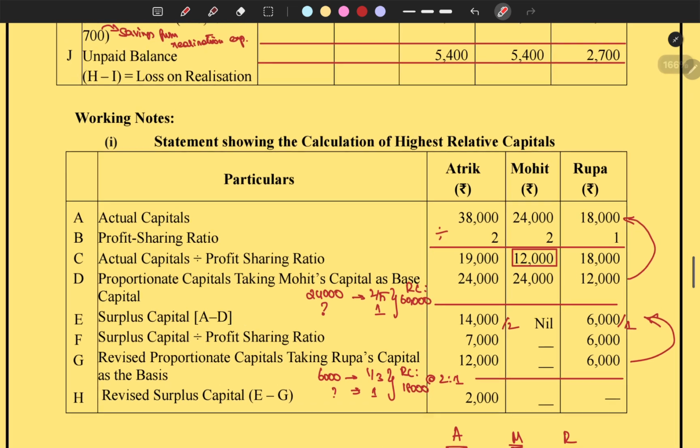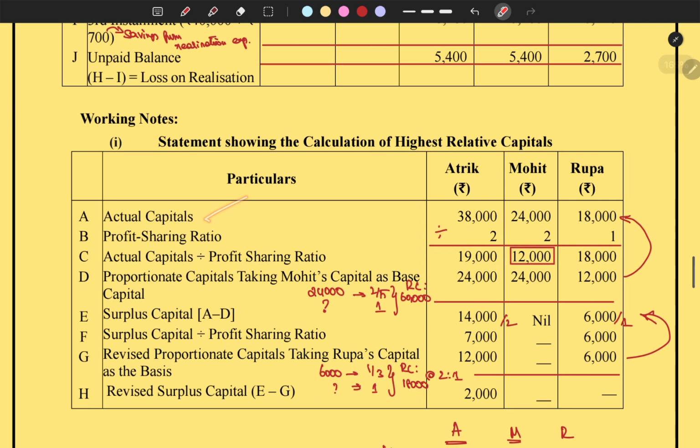I hope you have understood the problem. We take the actual capital and divide it by the PSR, so we can compare the capitals. When we compare, we came to know that 12,000 is the least capital, so Mohit has paid the least capital amount. Keep Mohit's capital as base and compute the required capital. The required capital should be split as per the profit sharing ratio. We split it and found the excess capital paid by Atric and Rupa: Atric paid 14,000 as surplus capital, and Rupa paid 6,000 as surplus capital.